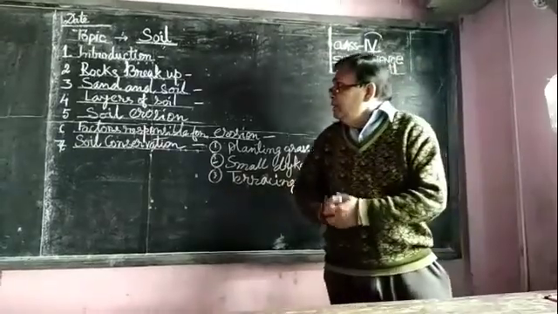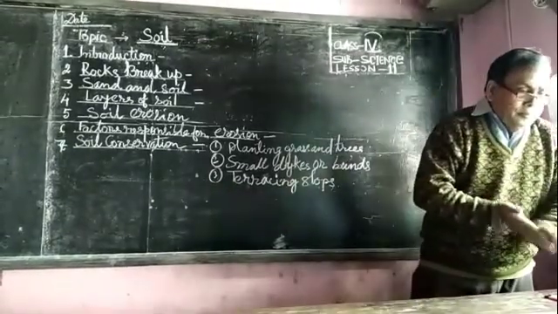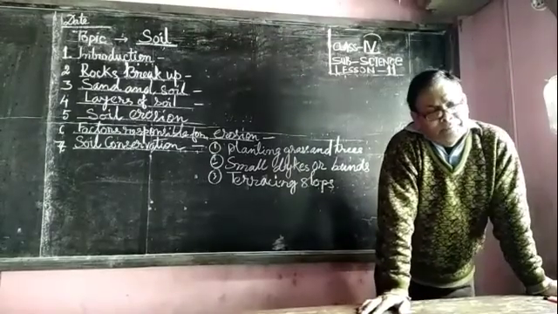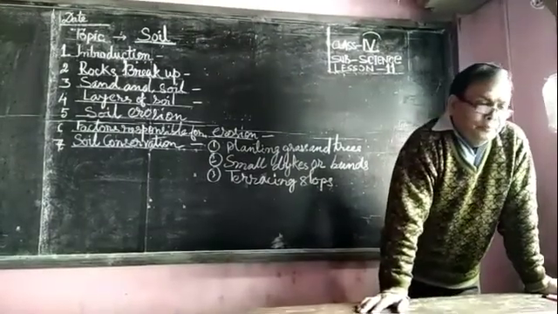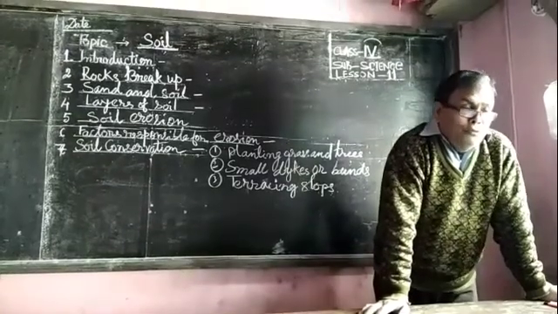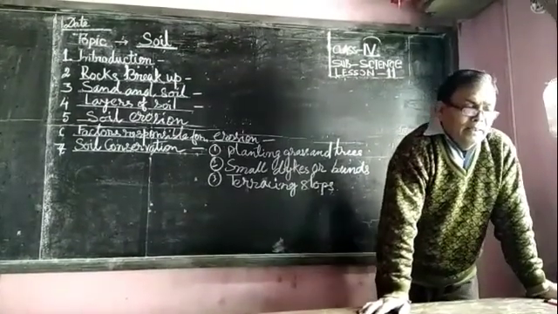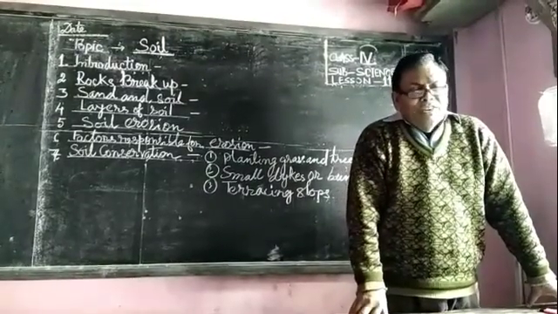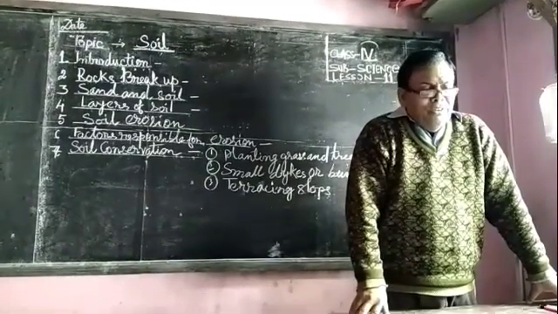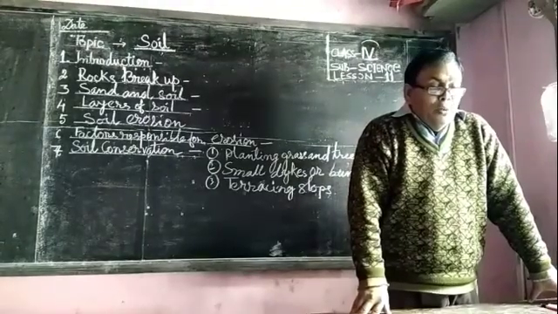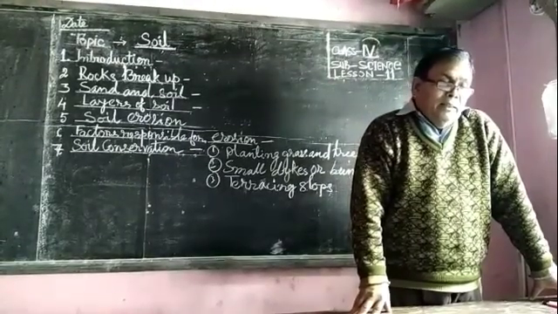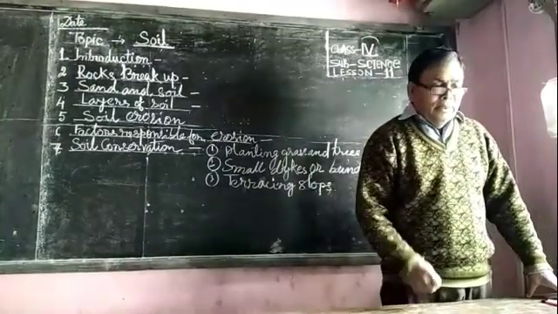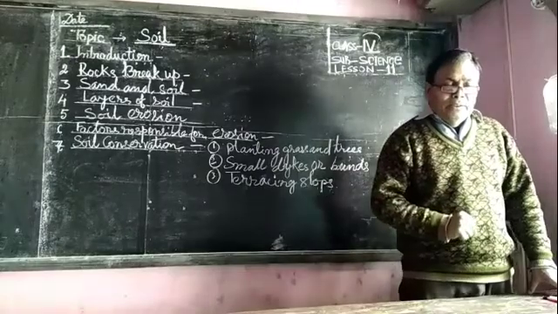The third point is sand and soil. Sand is barren as it cannot hold water. Also, it does not have any food for plants. The sand, when it gets mixed with the humus, takes the shape of soil. Humus is the remains of plants and animals present in the soil. Soil is not barren. Different plants can grow in it.